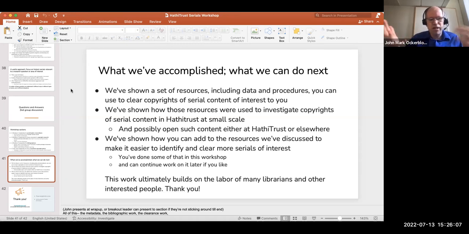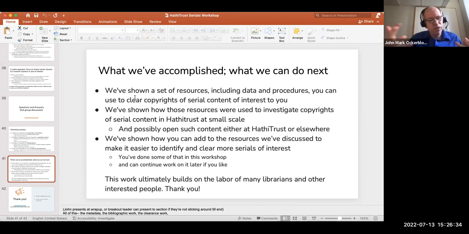And if you've gone to the breakouts, you've had at least a taste of ways that you can actually help add to the resources we've discussed, making it easier to identify or copyright-clear more serials of interest. And I'm hoping that if you got interested in that and either want to continue that work or start that work, if you didn't have a chance to do any, you can continue work on that later. I'll have a URL to resources where you can continue work if you would like.